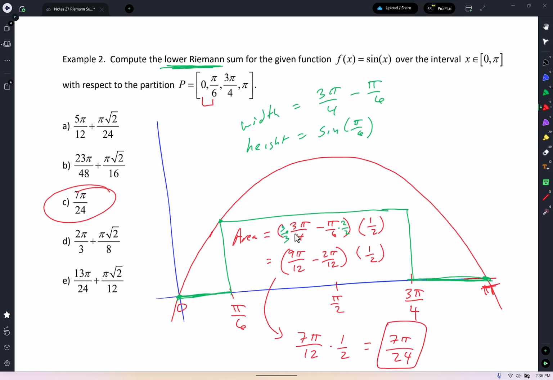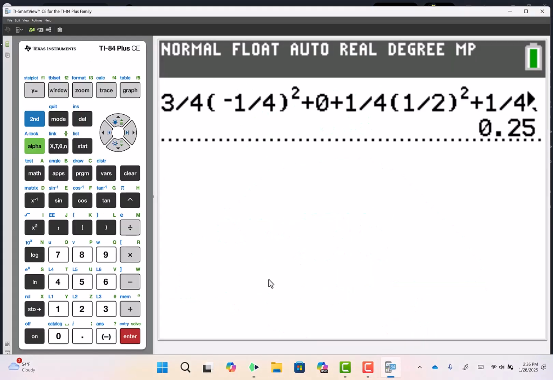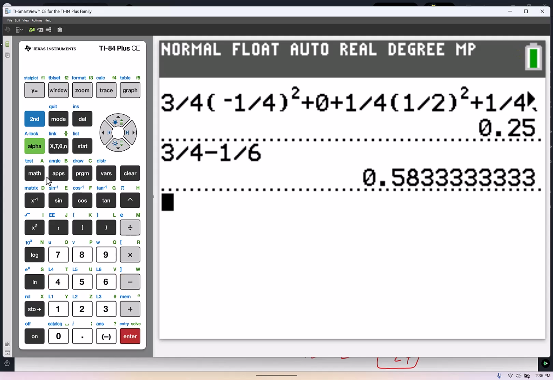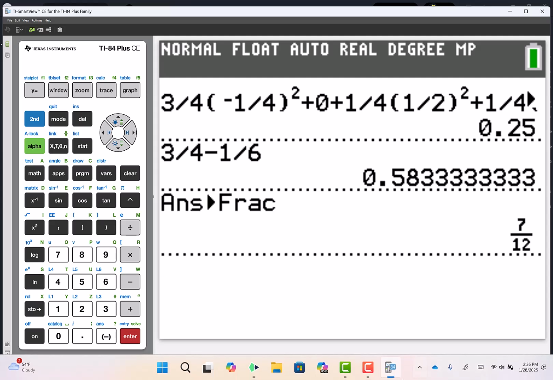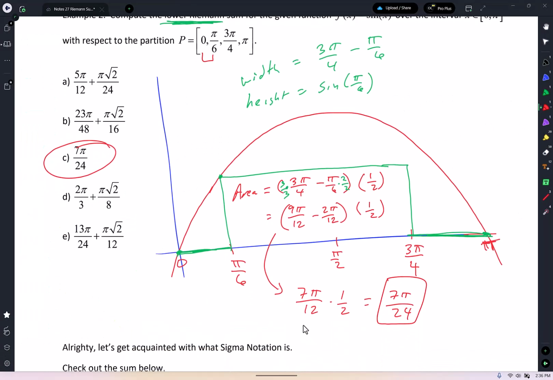If you have issues with fractions, you could always just do 3/4 minus 1/6 in the calculator. Push enter, turn it into a fraction, and put a pi on the top. See? 7 pi over 12 times half, 7 pi over 24. How do we feel, guys? Okay.